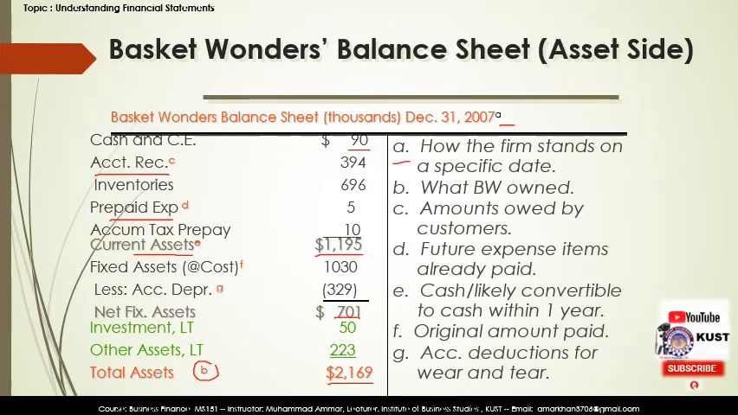So they have taken this example, and then we try the financial ratios on this example to find out our basic need. We are discussing financial statements, and how our stockholders need information regarding their investment in any business or company. So this is the asset side of the Basket Wonders balance sheet. Now we can check the other side of this balance sheet.